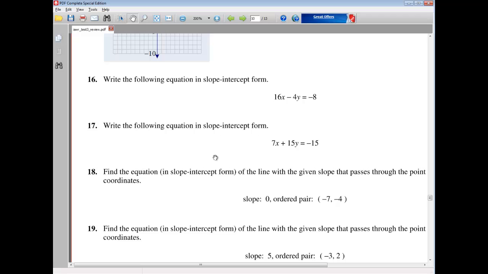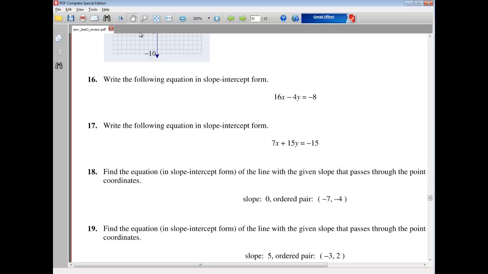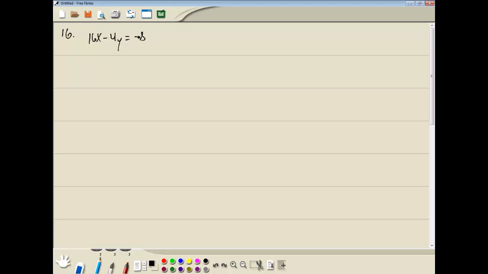Write the following in slope-intercept form. 16x minus 4y equals -8. Now, slope-intercept form means solve for y. So we'll go through our five steps for solving a formula for a variable.